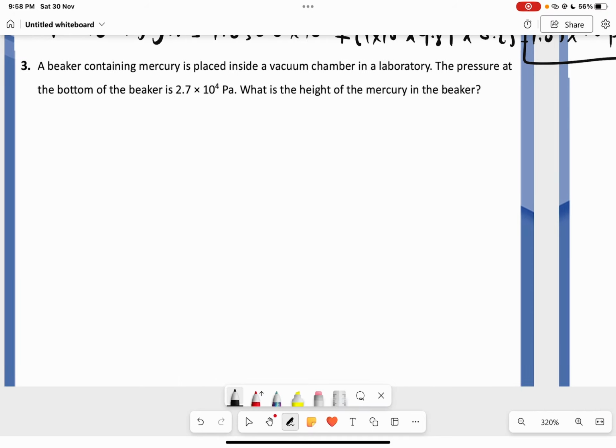A beaker containing mercury is placed inside a vacuum chamber in a laboratory. The pressure at the bottom of the beaker is 2.7 times 10 to the power of 4. What is the height of the mercury in the beaker?